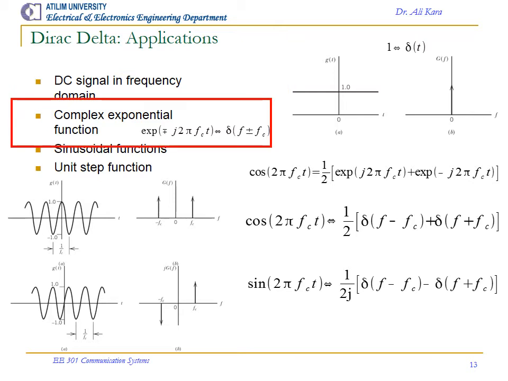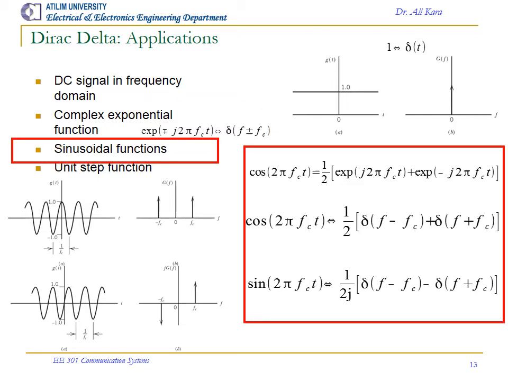Complex exponential function. Next, by applying the frequency shifting property, we obtain the Fourier transform pair of exponential plus or minus j2 pi fc t in time domain and Dirac delta of f minus or plus fc in frequency domain. Note that the sign of the exponential argument and the center frequency in the Dirac delta is reversed. This equation states that the complex exponential function is transformed in the frequency domain into a delta function occurring at frequency fc.